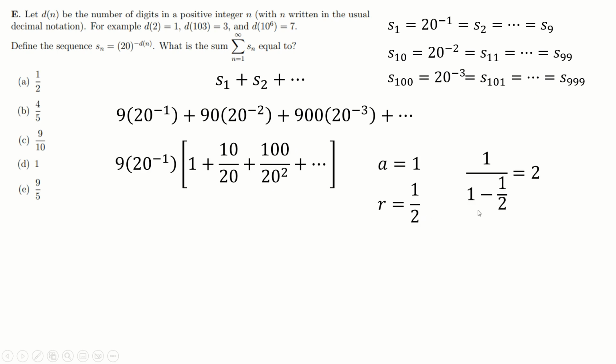1 over 1 minus r, or a over 1 minus r, is just going to be this. So that whole thing is 2. This is 9 over 20. The 2 cancels to make it 9 over 10. And that would be our answer.